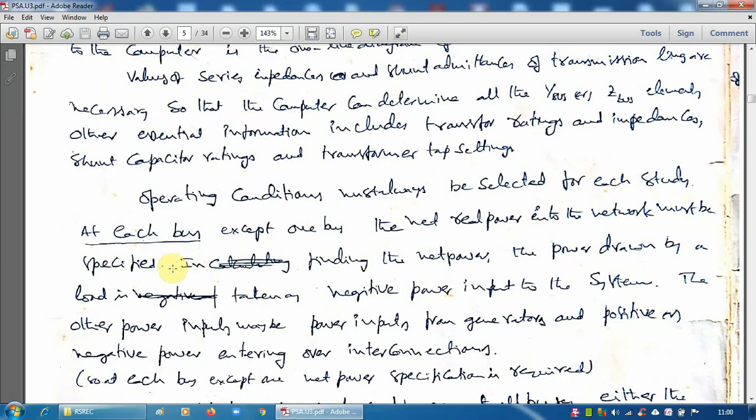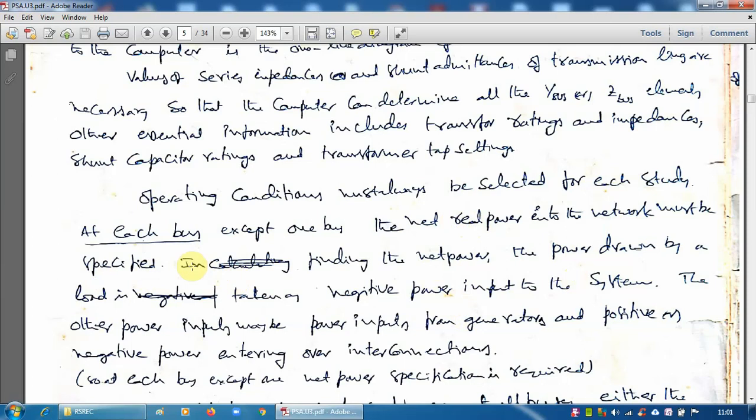So a bus is an interconnection or meeting point of one or more elements. At each bus except one bus, the procedure of taking the bus data is like this. Now I am explaining. At each bus except one bus in the given system, the net real power into the network must be specified. Real power means P in watts or kilowatts or megawatts. The net real power flowing into the network must be specified or must be known.